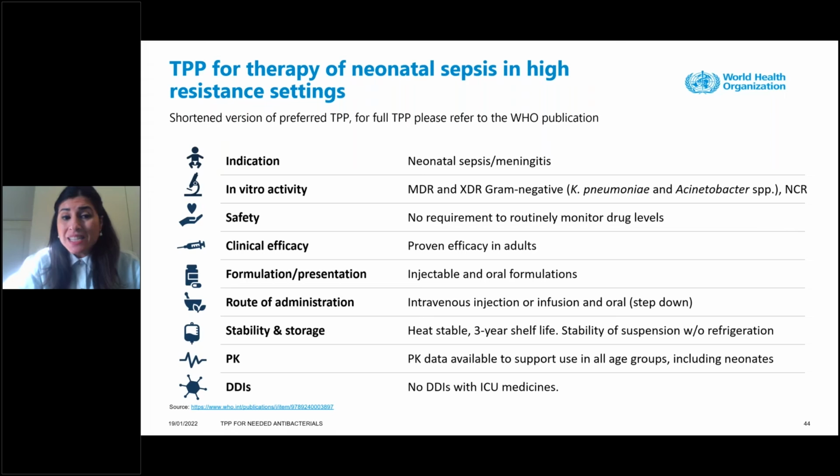Neonatal sepsis is a systemic infection occurring in infants less than 1 month old and accounts for 15% of deaths of neonates globally. The highest burden of this disease is in South Asia and in Sub-Saharan Africa. And the ideal candidate should have a good safety profile, of course, for use in small children and neonates, and shouldn't require the monitoring of drug levels. It should prove efficacy in adults with PK data available to support use in all age groups, including neonates.